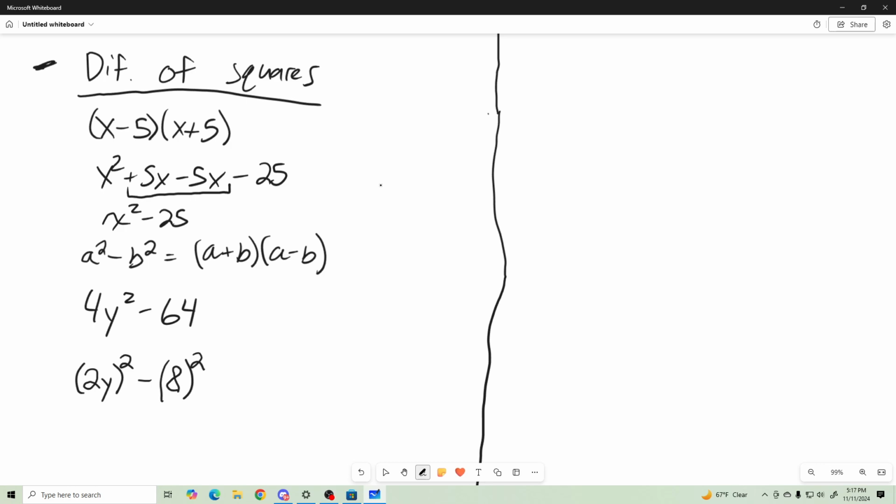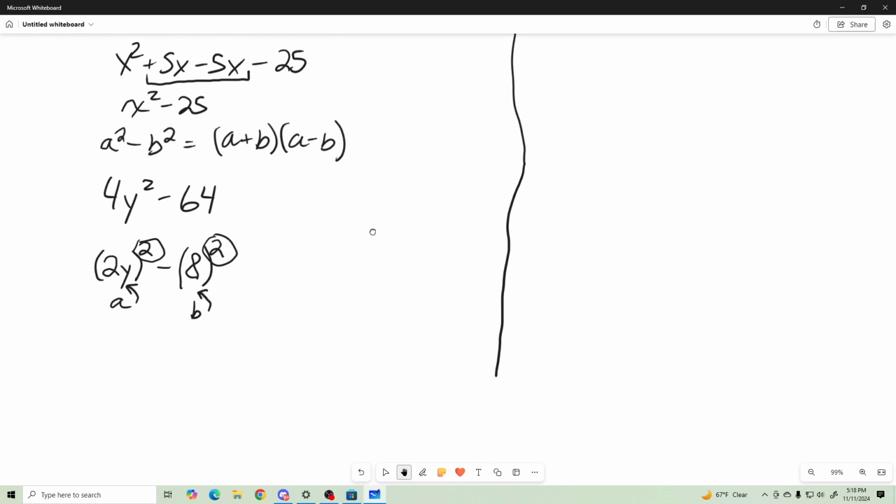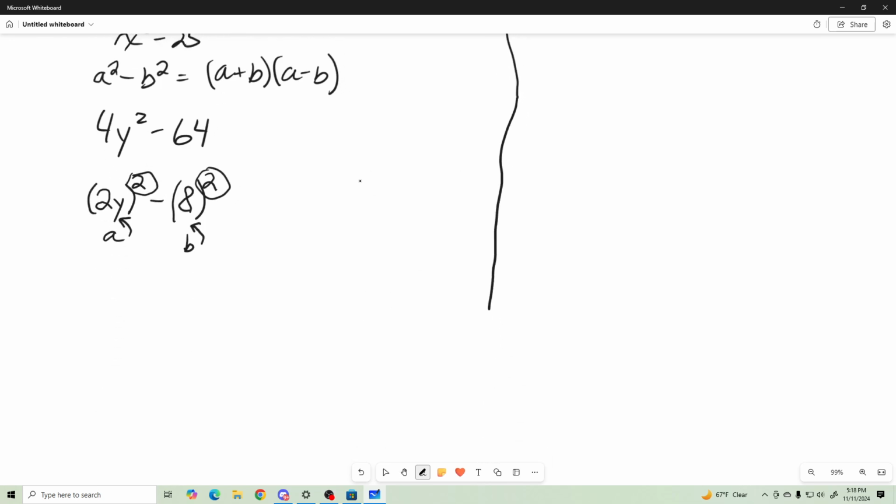And now you'll notice that we have this, which we can call a, right? And we have this, which we can call b, and they're both squared, right? We have the square here and square here. So anywhere that we would see an a in our form, we put 2y, and anywhere we'd see a b, we would put our 8. So if we scroll down a little bit, we could rewrite this as 2y plus 8 and 2y minus 8.